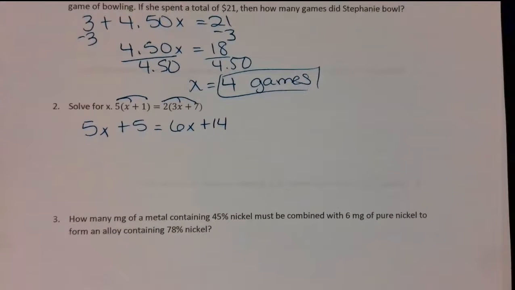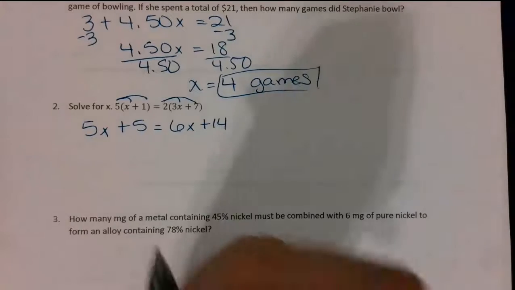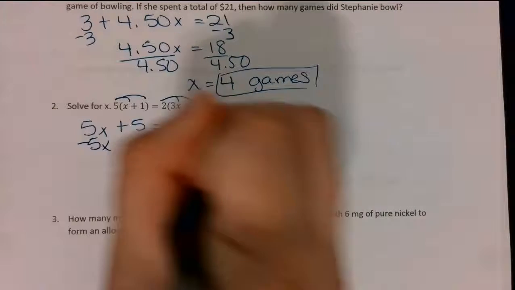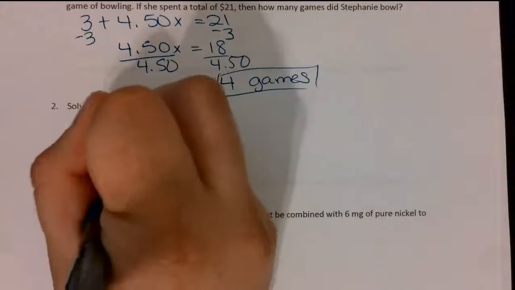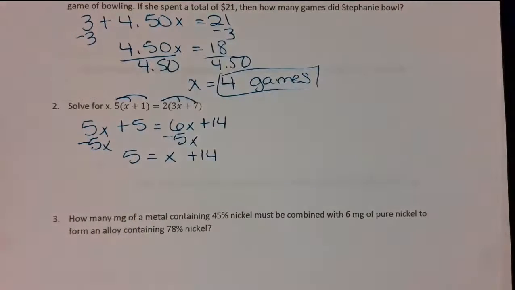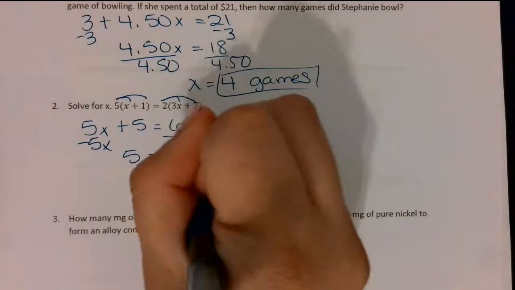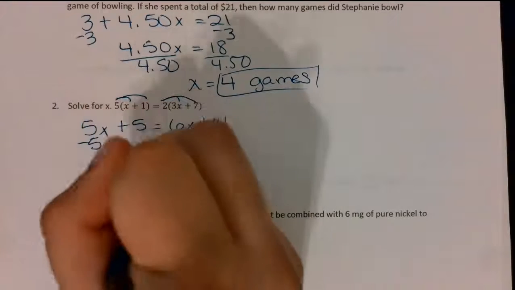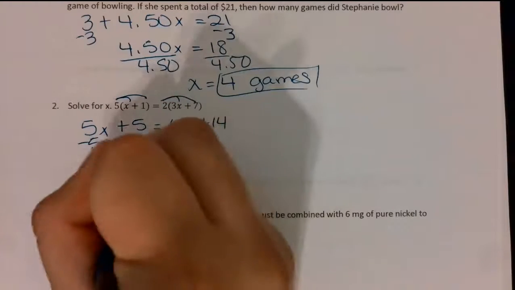Then what I want to do is go ahead and get all of my variables on one side and all of my numbers on the other. I'm going to start by subtracting 5x on both sides. I get 5 equals x plus 14. Then I want to isolate my x, so I'm going to subtract 14 on both sides. And I get negative 9 equals x.